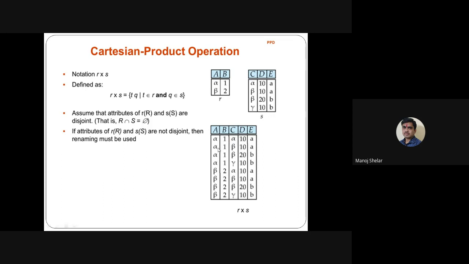So here see, 2, 4, 6, 8. What is the first entry? Alpha 1 a 10 a is the first entry. Alpha 1 b 10 a is the second entry, in the Cartesian product. Alpha 1 b beta 20 b is the third entry, and alpha 1 gamma 10 b is the fourth entry. Then beta 2 a 10 a is the first entry, beta 2 b 10 a is the second entry, beta 2 has the next entry, and beta 2 y 10 b is the next entry. So the Cartesian product is denoted by a cross. And what is the normal SQL query for this?